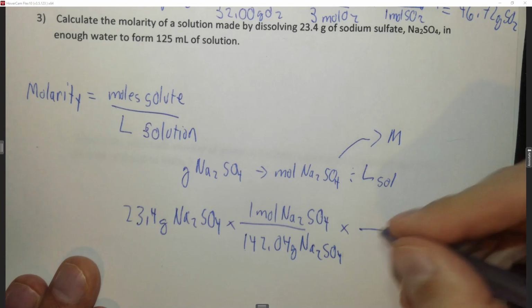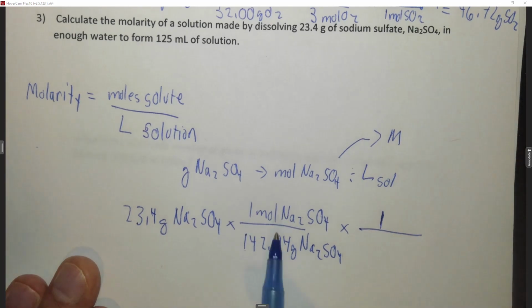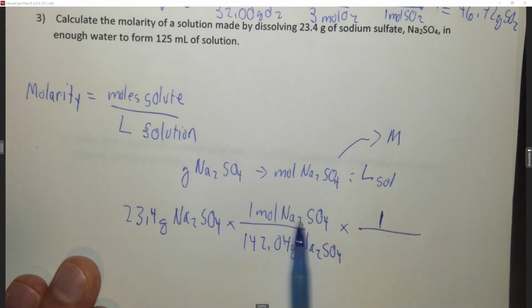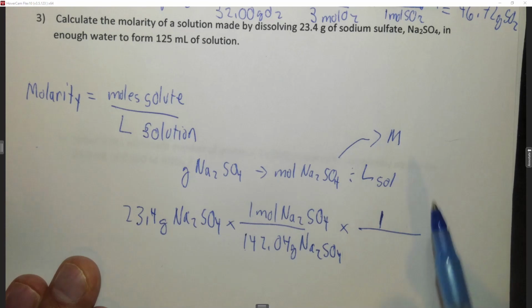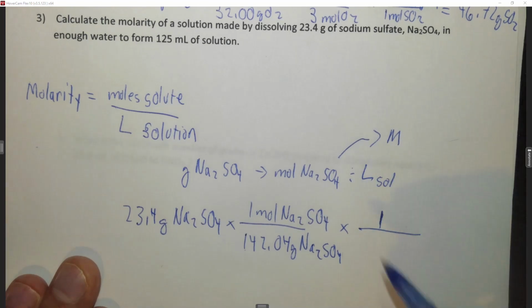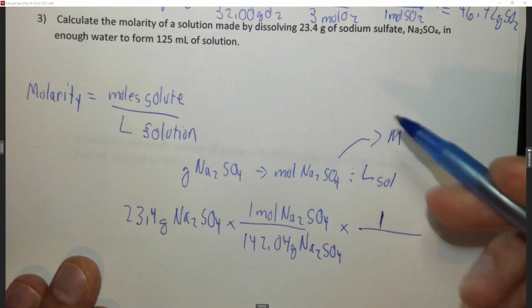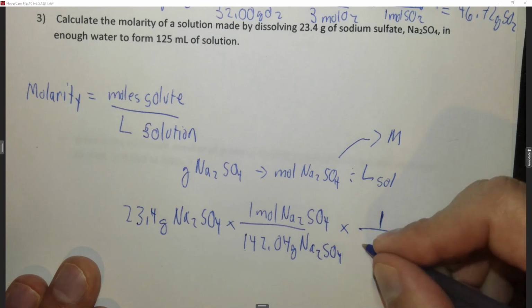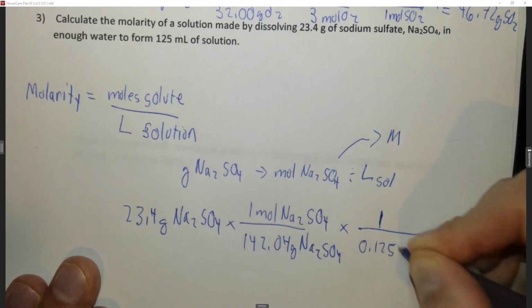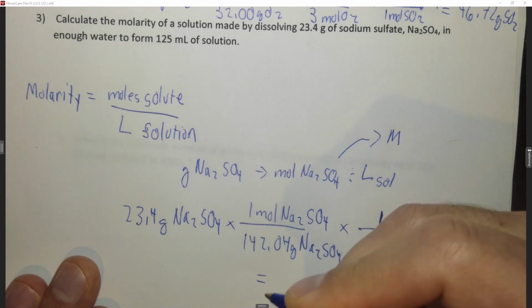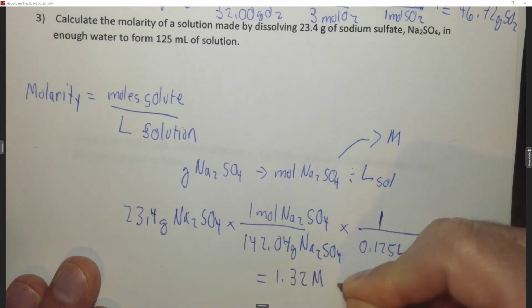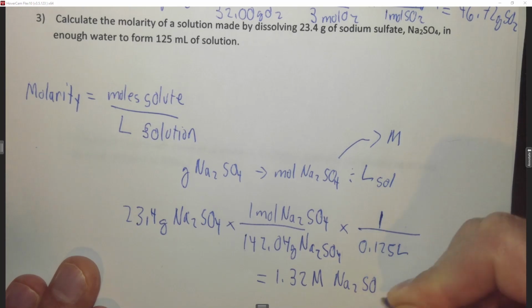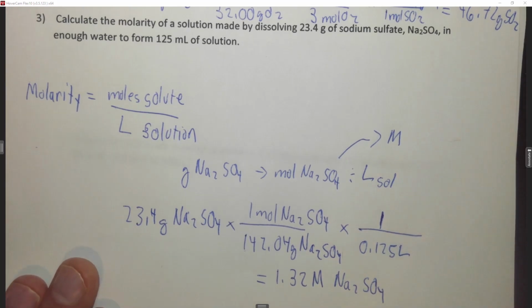In dimensional analysis, to divide, we put a unitless 1 on the top, because that just moves this unit over. This will be moles of Na2SO4 as a unit. And then, I want to put the volume in liters on the bottom, so then I'll have moles per liter, which is my molarity. In this case, I can't put in 125 milliliters. I have to put this in liters, divide that by 1,000, which is 0.125 liters. When I do all that math, I get 1.32 molar Na2SO4 solution.